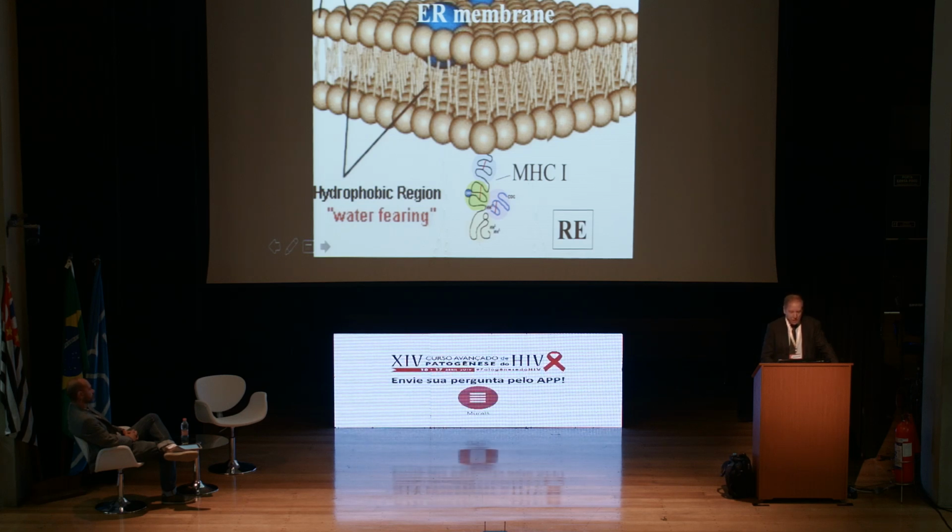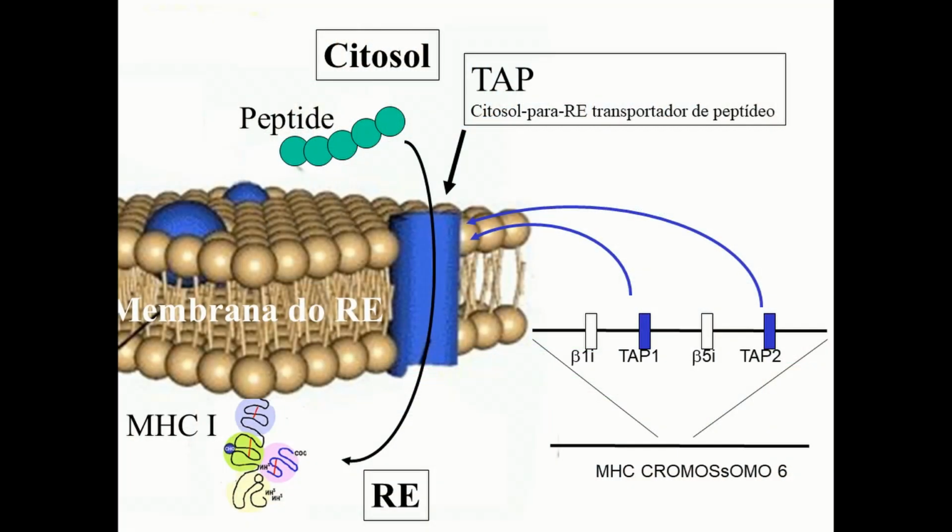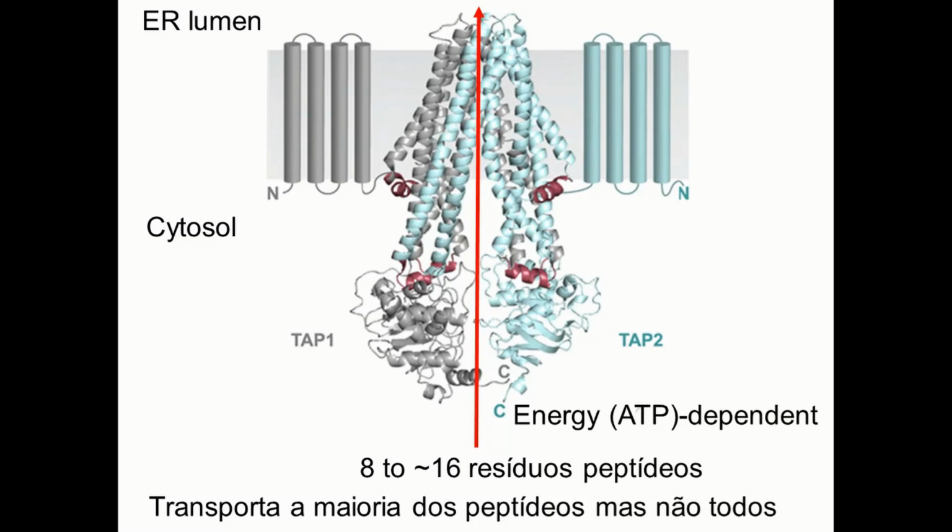And so in order to get these two things together, the immune system had to evolve a peptide transporter that we call TAP. It's a heterodimeric protein whose subunits are also encoded in the MHC. And this molecule, the heterodimer, assembles like this. This is a picture of the actual structure. This was recently solved by cryo-EM.